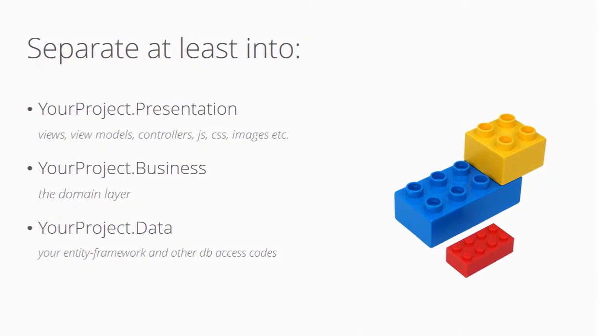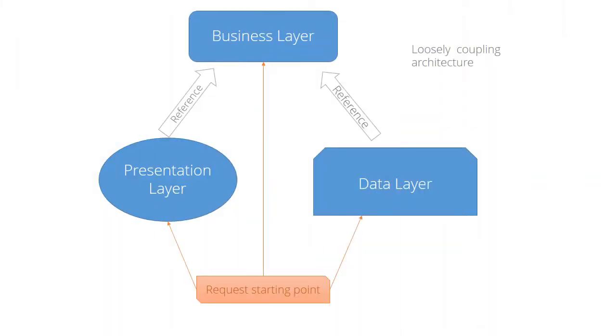And here's an example of how to make a good loosely coupled architecture. The business layer should not reference either the presentation layer or the data layer. The presentation and data layers should reference the business layer, and they should use the interfaces that the business layer provides to communicate.